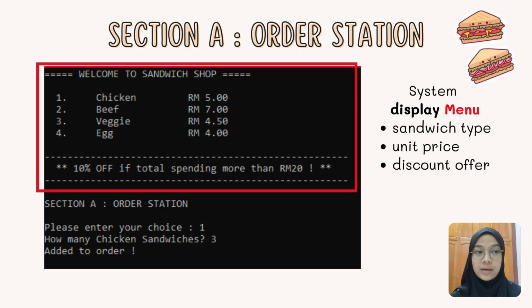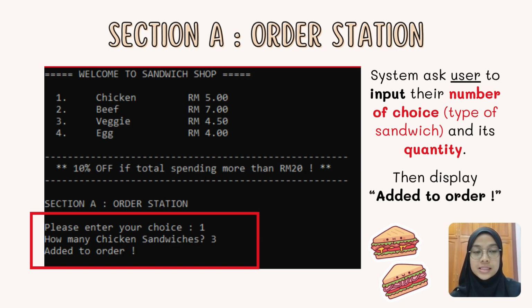Alright, for section A, order station. The system will display the menu, which shows the sandwich type, unit price, and discount offer. As you can see, there are 4 types of sandwich: chicken, beef, veggie, and egg. And there's a unit price for each of them. And there's a discount offer, which is 10% off if total spending is more than 20 ringgit.